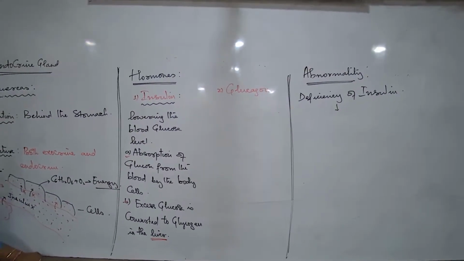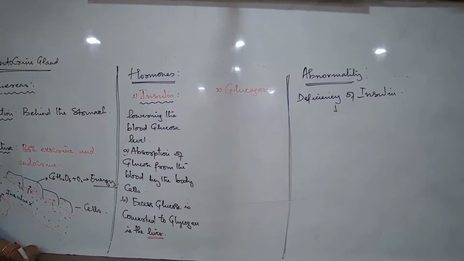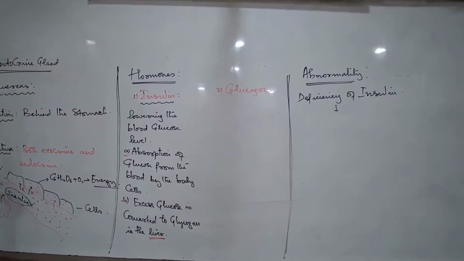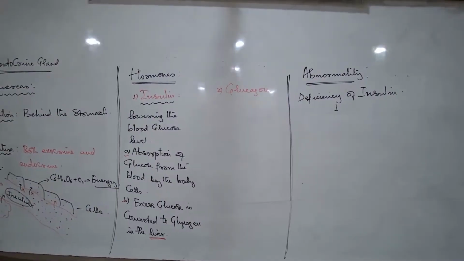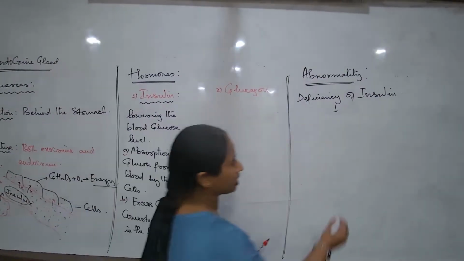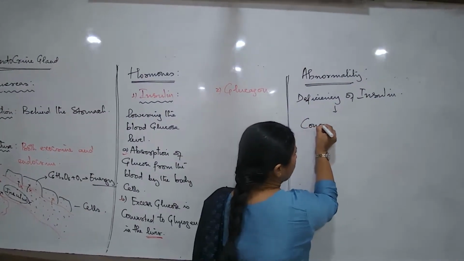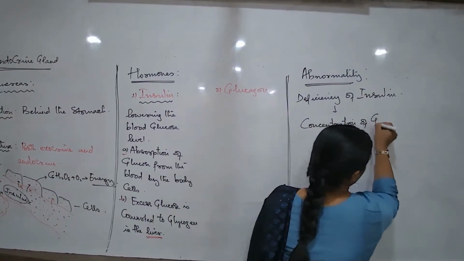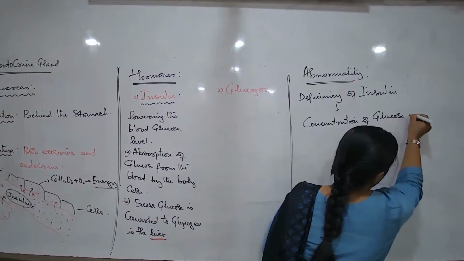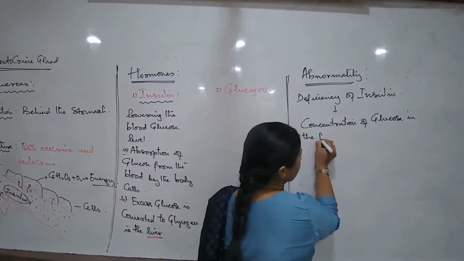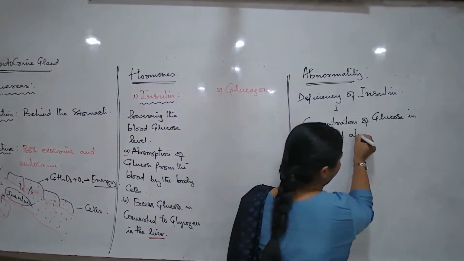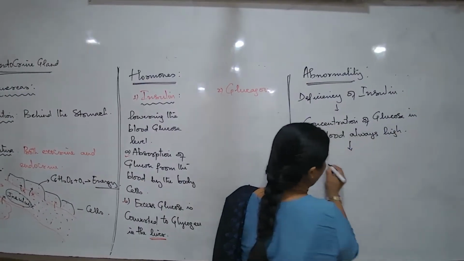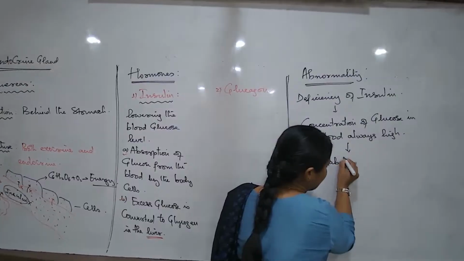So the problem is in which hormone? Which gland? The gland is the pancreas, which is defectively producing, or the secretion of insulin is less. So if the secretion of insulin is less, the concentration of glucose in the blood will always be high. The concentration of glucose in the blood is always very high, and this condition is known as diabetes mellitus.